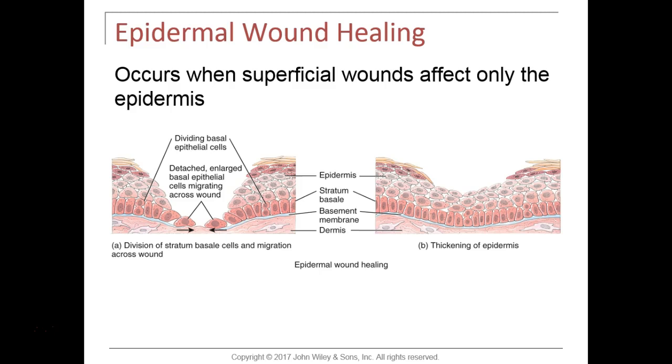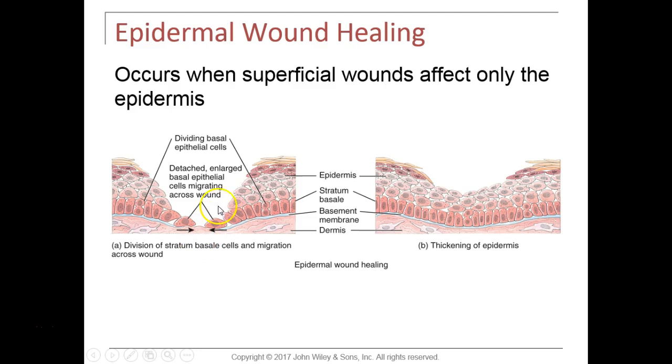We're going to go over two types of wound healing. The first type is called superficial or epidermal wound healing. And it's pretty simplified here. It's a fairly simple wound to heal, happens fairly quickly. But what is this? Well, epidermal or superficial wound healing occurs when you cut down through the epidermis, but you don't cut into the dermis.